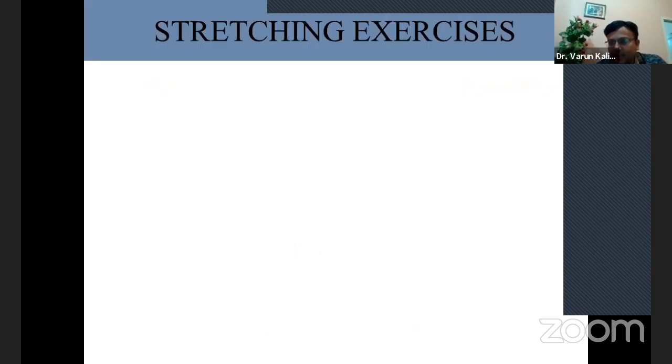Next is the stretching exercises. So many stretching exercises are available. We can give lots of exercises to the patient, but we will discuss only 1 or 2 exercises that will be very beneficial for the patient here. First one is the pendulum stretch. This is a very common and very beneficial exercise for the patient.